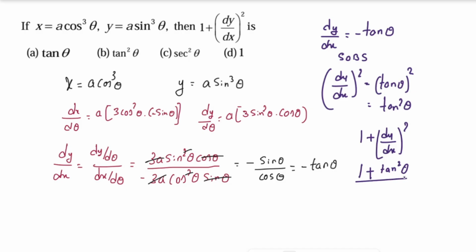So you all know the trigonometric identity. What is 1 plus tan square theta? Yes, it is secant square theta. So it is option C. Secant square theta is the answer. 1 plus tan square theta is equal to secant square theta.